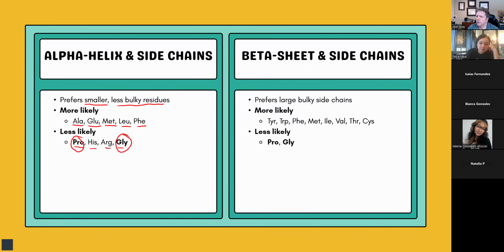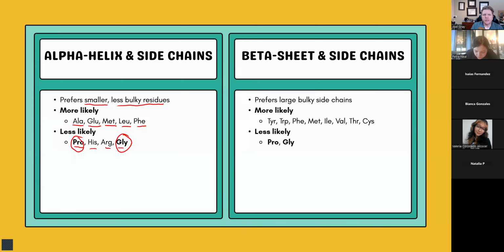Wait, can you repeat what you mentioned earlier? R groups won't drive the formation. Okay, thank you very much. I'm happy that you asked that, Natalia. The side chains or the R groups will not drive the formation of a secondary structure, but they can absolutely disrupt it.